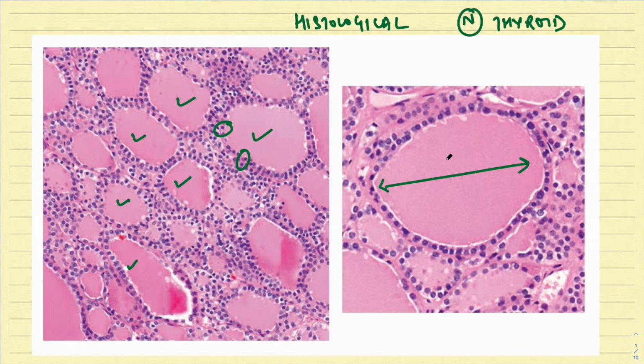As you can see, what is this pinkish color? This is the presence of colloid inside, okay? And this is the single layer of simple cuboidal epithelium, which is indicative of thyroid follicular cells, okay? So these are the thyroid follicular cells, as we can appreciate over here.